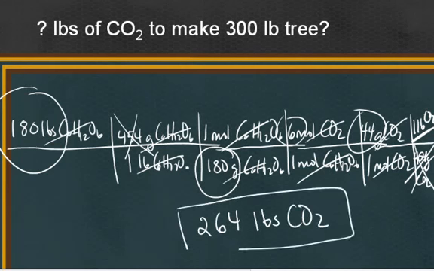So that's how we answer that tricky question: how many pounds of carbon dioxide does it take to make a 300-pound tree? Basic stoichiometry, understanding the assumptions you need to make, understanding the photosynthesis reaction, and simple dimensional analysis. Good to go.